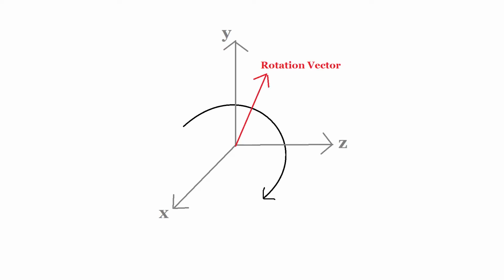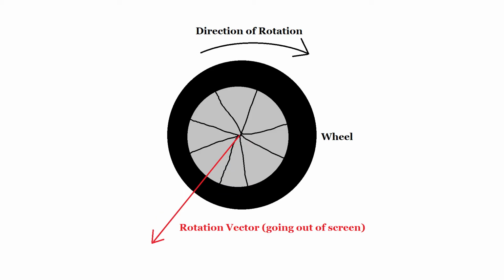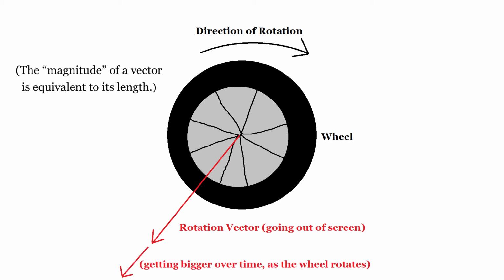For the purposes of this video, Unity handles rotation as a 3-dimensional vector, which points normal to the direction of rotation. This means it points in the direction which doesn't change as the object is rotated. The magnitude of the rotation vector represents how much the object has been rotated. If it's been rotated by 90 degrees, then it has a magnitude of 90. If it's been rotated by 180 degrees, it has a magnitude of 180.